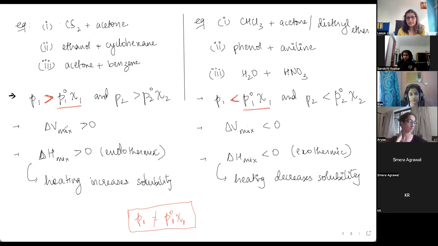Okay. And delta V mixture is greater than 0. So basically, again, the particles are slightly repelling, right? Weaker interactions, meaning they're pushing each other away. That's why vapor pressure is also higher. So if they're pushing each other away, it's like if you mix 50 ml of component A plus 50 ml of component B, ideally 100 ml should come. But because the interaction is weaker, they're slightly pushing each other away. It's not 100 ml anymore, it's slightly greater. You end up with 101 or 102 ml, that sort of a thing.